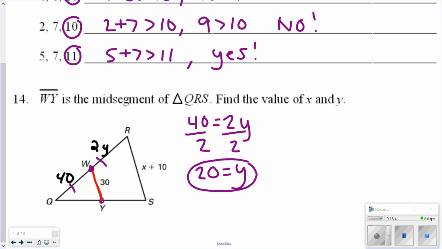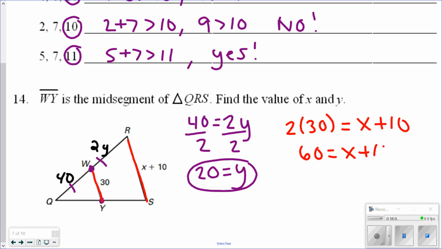So I'm going to outline my midsegment and the third side. How do they compare? Well, the midsegment is half the length of the third side, which means if I multiply 2 by 30, that would make my midsegment the same length as my third side. So 2 times 30 is 60, which is equal to x plus 10. If I subtract 10 from each side, 50 then is equal to x.